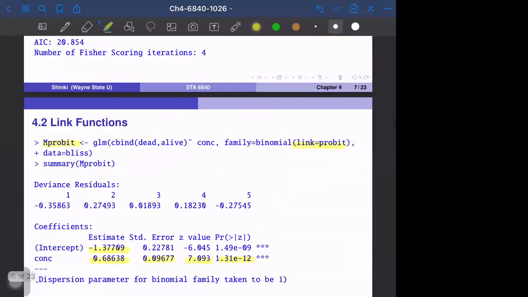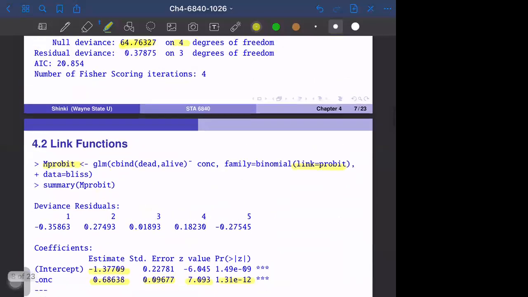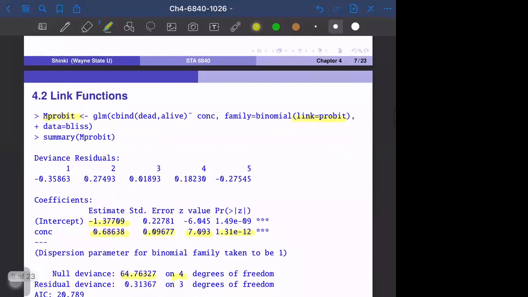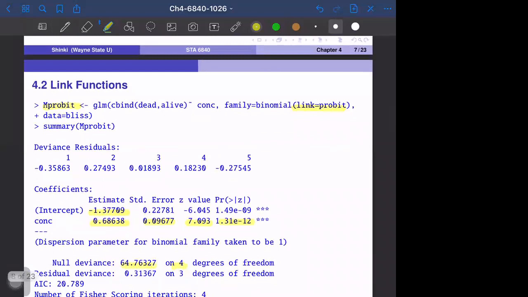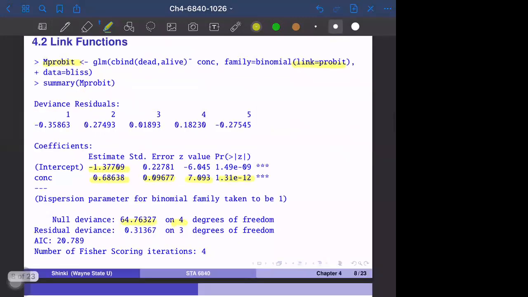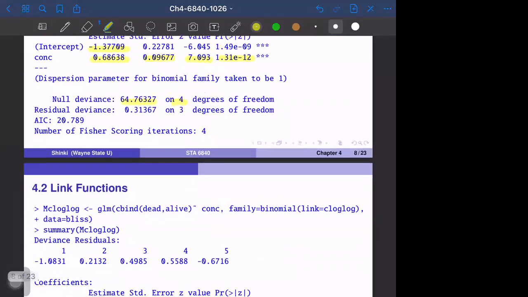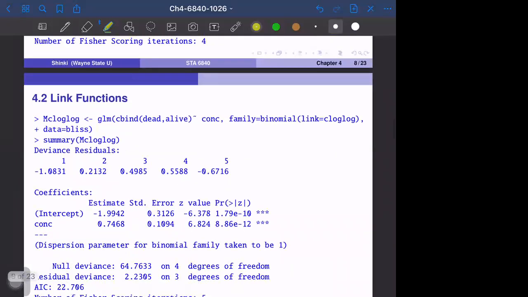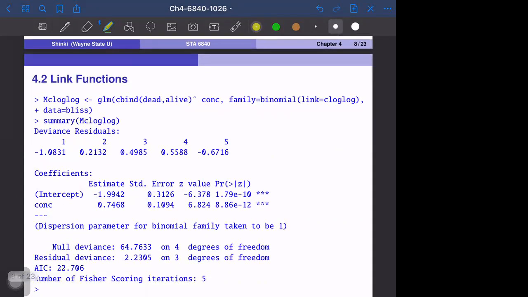Yeah, and the residual deviance is almost the same, slightly smaller, and we cannot reject the null hypothesis that the perfect model is better than this model. So this model is probably sufficient. Concentration is sufficient to explain the death rate. And this is for the complementary log-log transformation.